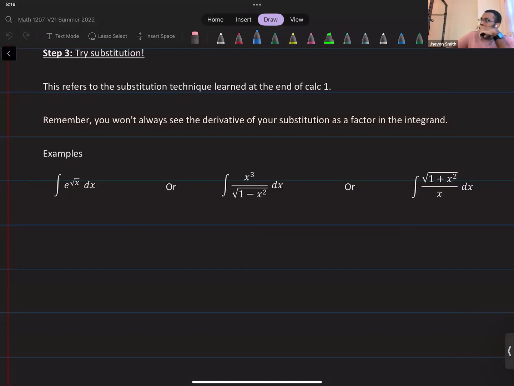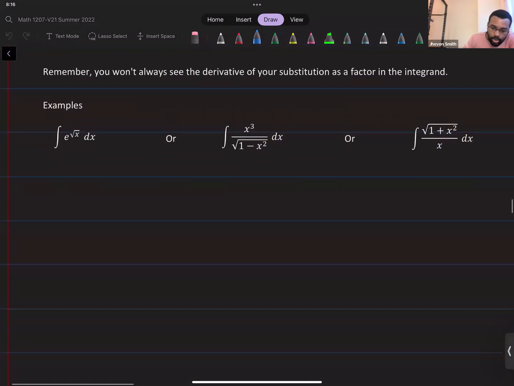Or you tweak it in such a way that you can just swap out the dx and you don't need the du to be directly visible. So here are some 3 examples where it's a little bit more nuanced. And the idea behind a substitution is, remember, and this is in general, you always want something to look like a basic rule. That's always the case.